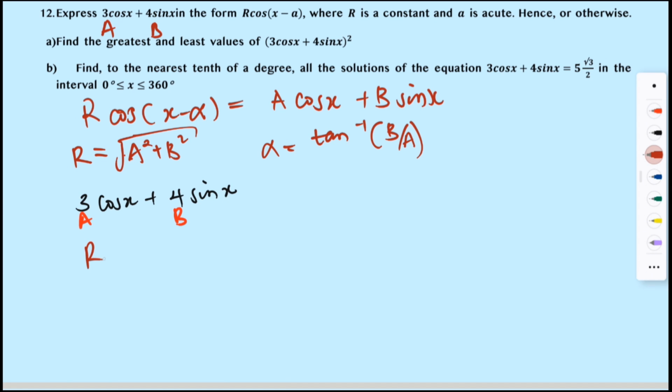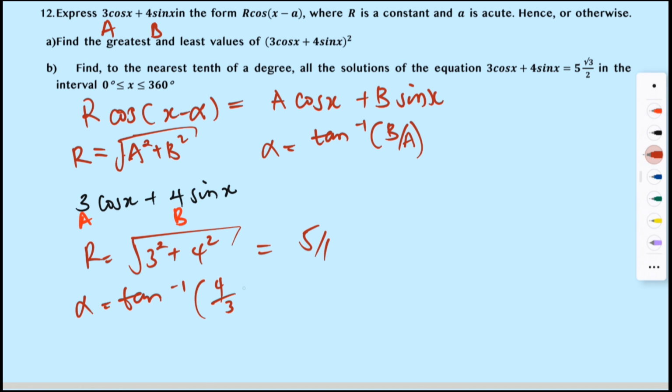So r would be the square root of 3 squared plus 4 squared, which is Pythagoras. A lot of you have encountered this before, so it's easy. 5, and then alpha, tan inverse of 4/3, which would be equal to 53.1 degrees. And the final answer is, sorry, we're writing it in the form r cos x minus alpha.